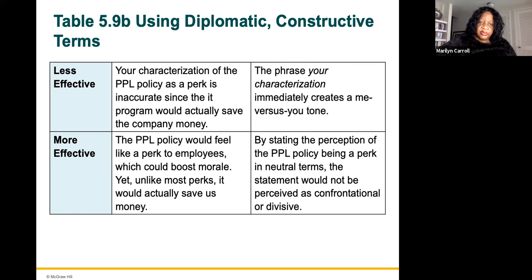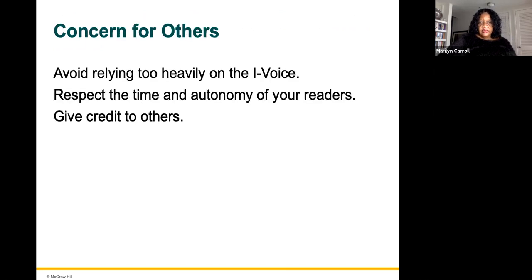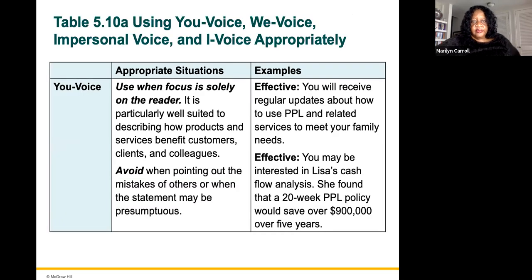The PPL policy would feel like a perk to employees, which could boost morale. Yet, unlike most perks, it would actually save us some money. By stating perception of the PPL policy being a perk in neutral terms, the statement would not be perceived as confrontational or divisive. So, concern for others, avoid relying too heavily on the I voice. Respect the time and anonymity of your readers. Give credit to others.